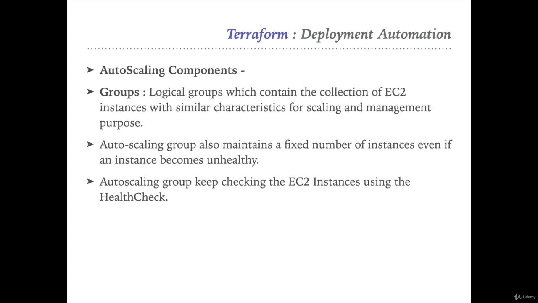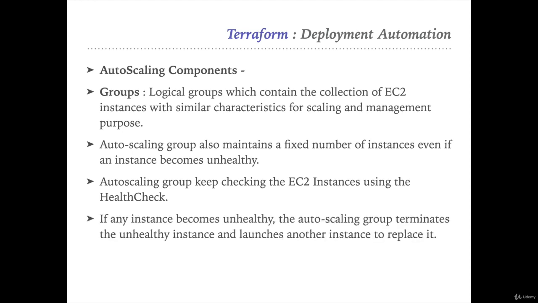So how will the auto scaling group check whether the server is healthy or not? The auto scaling group keeps checking the EC2 instance health using health checks. So you need to configure the health check for your server, and as soon as the health check fails, it will mark your server unhealthy, right? And as per the configuration you have defined, it will terminate that server and create a new server with the same configuration. If any instance becomes unhealthy, the auto scaling group terminates the unhealthy instance and launches another instance to replace it.